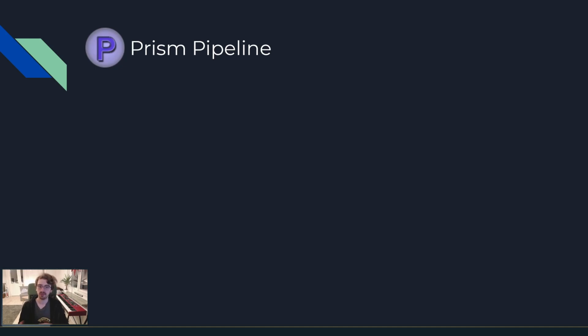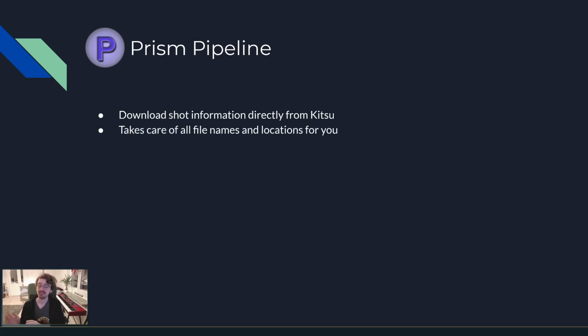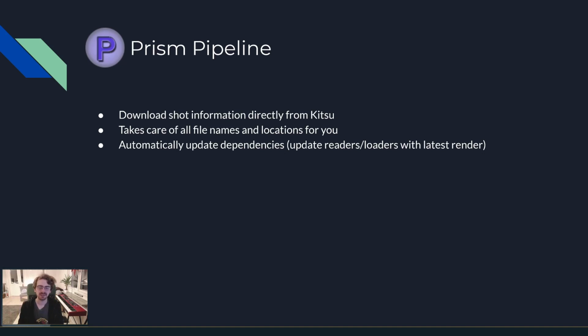Next, we're going to talk about Prism-Pipeline, our file manager. So Prism-Pipeline downloads all the information about your shots directly from Kitsu, and it takes care of all the file names and file locations. It can automatically update dependencies in your shot. So if you're using an asset, you can easily update all the loaders to the latest renders of that asset. You can also upload your renders directly to Kitsu from within Prism. So let's take a look on how to set it up.